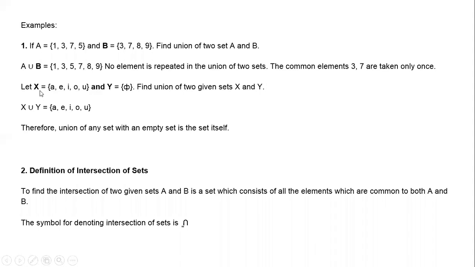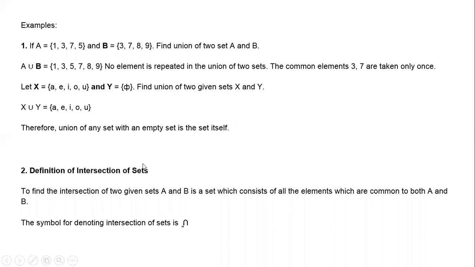Now, for example, X is given as A, E, I, O, U, where Y is the null set. How do you represent null set? Null set can also be represented like this. What is union of these two? Union of these two will be X itself, and that is A, E, I, O, U.